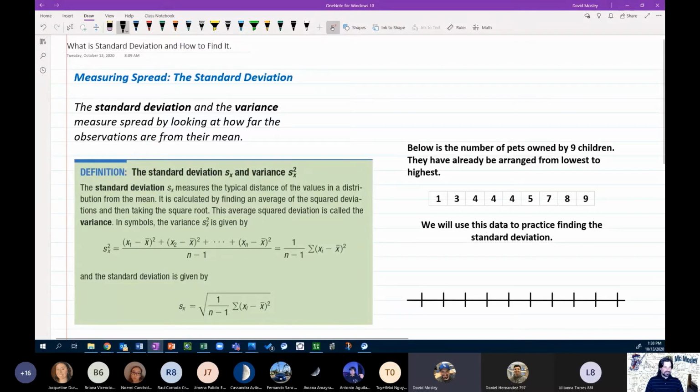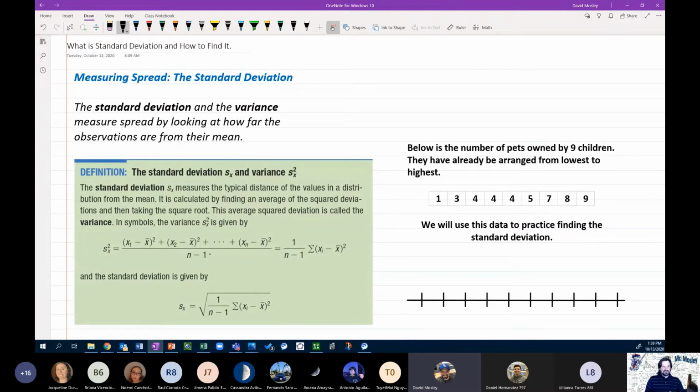In symbols, the variance, S sub x squared, is given by this crazy set of letters. But essentially, all the variance is saying is take my first observation, subtract the mean, and square it. Then add the second observation minus the mean squared, then add the third observation minus the mean squared, and so on until you've done all of your observations minus the mean squared. Add those numbers up, divide by n minus 1. We don't divide by n because we need that minus 1 to account for the fact that we're dealing with a sample set and not the actual population.